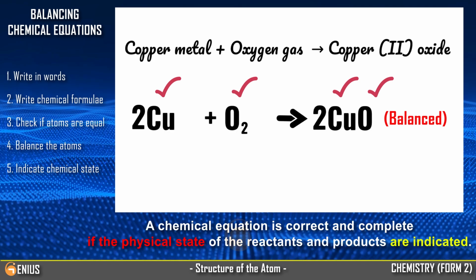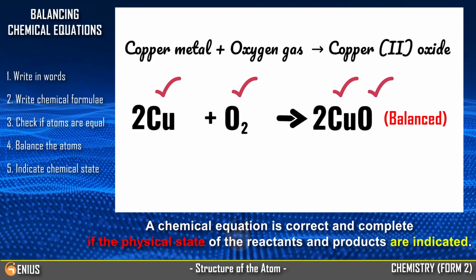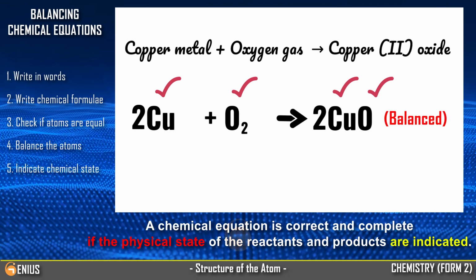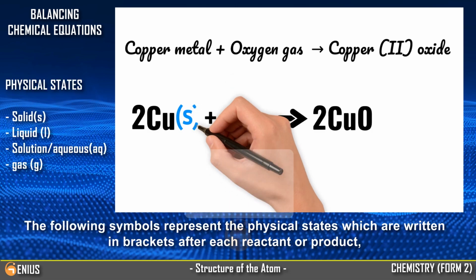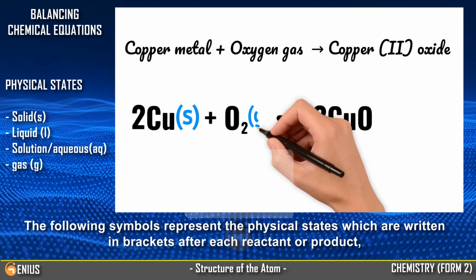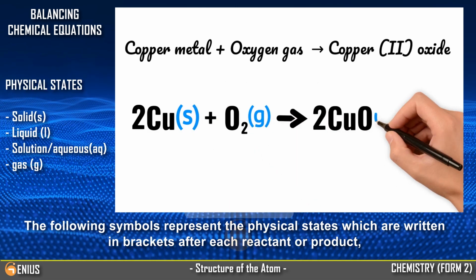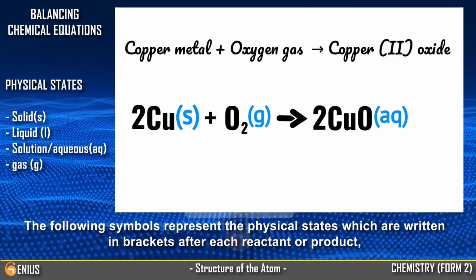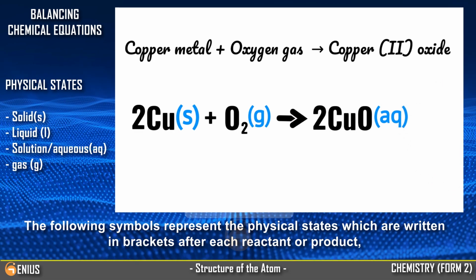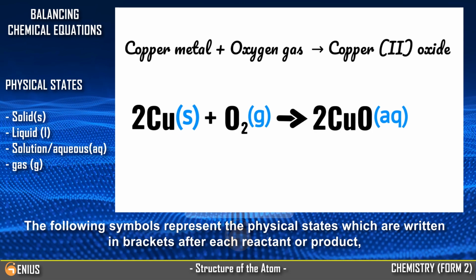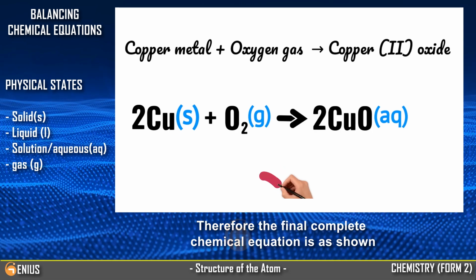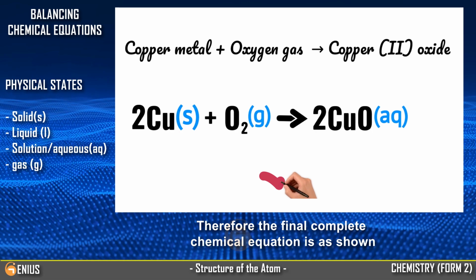A chemical equation is correct and complete if the physical state of the reactants and products are indicated. The following symbols represent the physical states, which are written in brackets after each reactant or product. Solid, s. Liquid, l. In solution or aqueous, aq. Gas, g. Therefore, the final complete chemical equation is as shown.